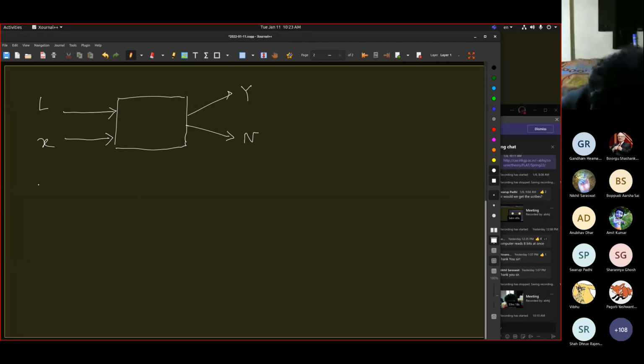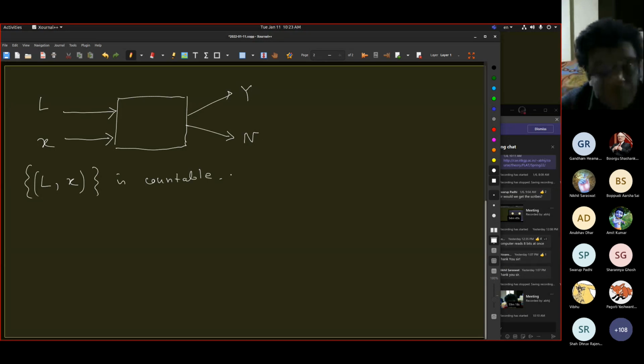So if I look at all these L, X combinations having finite representation, the set of all these combinations is countable. Yes or no? This part you understand? Yes, sir. Therefore, it is out of the question that for every L and X I may have one machine.